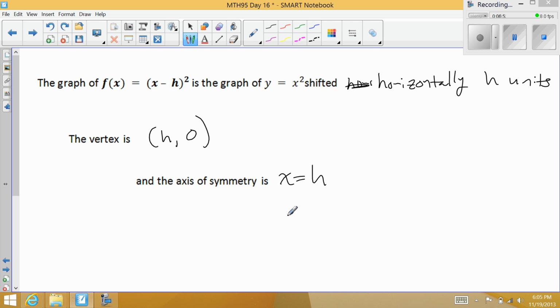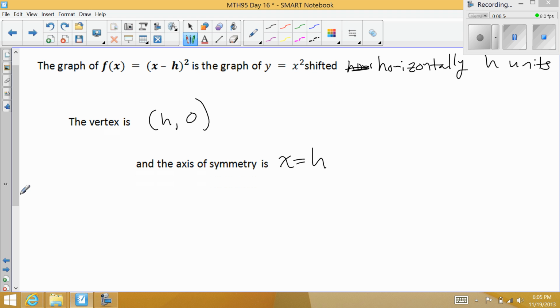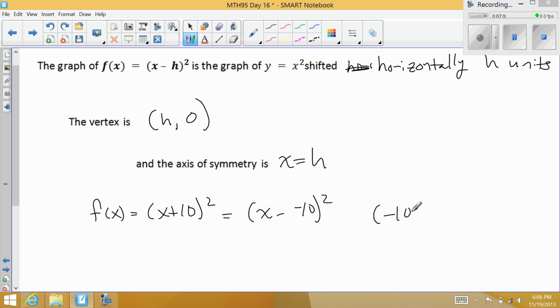And so, again, the sign change sounds a little weird. So if we have, say, f of x equals x plus 10 squared, what we want to do is think of that as being x subtract negative 10 squared. And the vertex will be at (-10, 0).